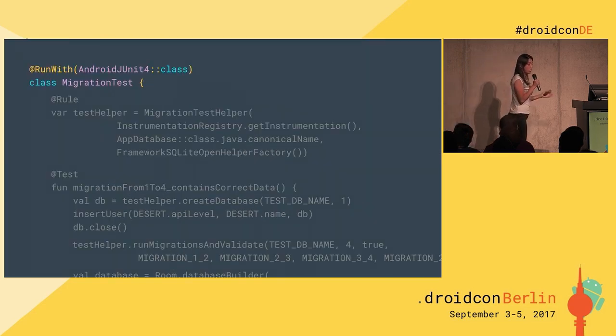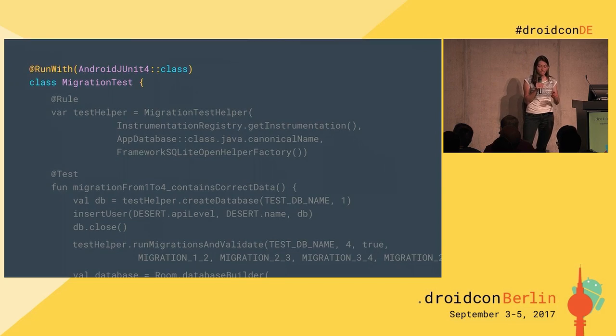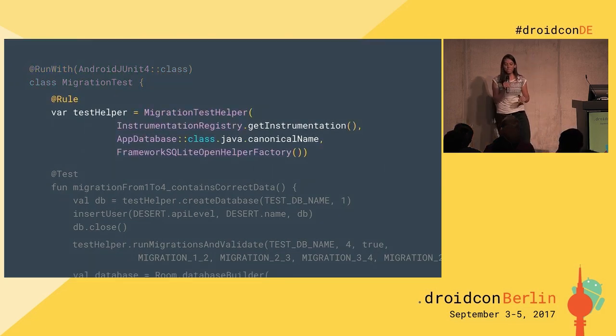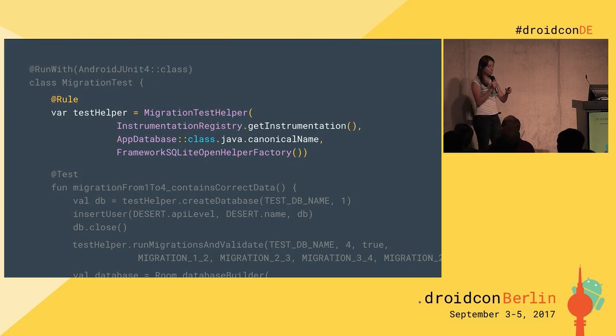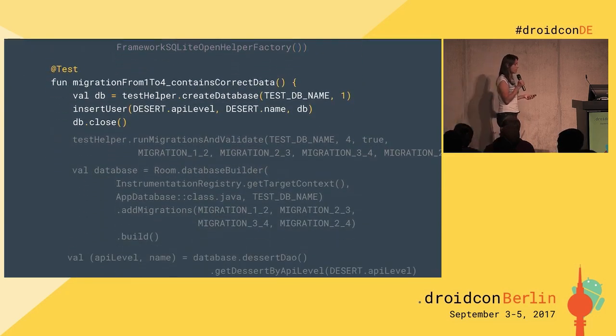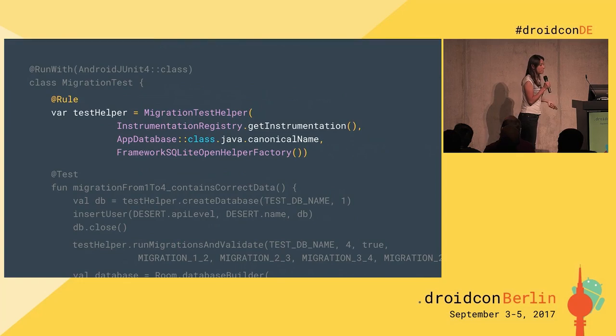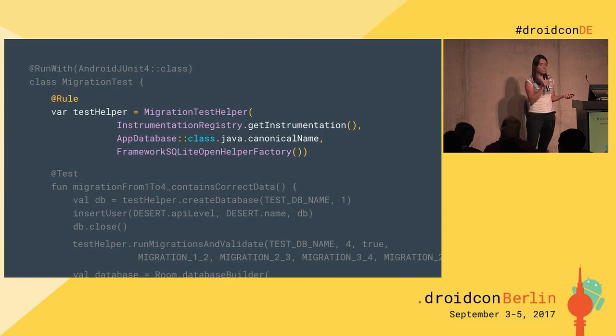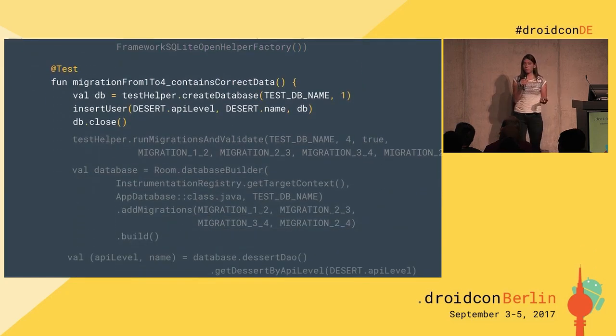And to actually test the migration, you will implement an Android JUnit test. And then inside, you will use another test rule, more precisely the migration test helper. So this class will help you with a lot of things. It will help you create a database in a specific level. It will help you run the migrations and validate them. So for example, a test would look something like this.